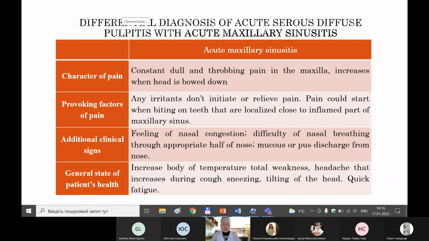Pain could start when biting on teeth that are localized close to the inflamed part of the maxillary sinus. Additional clinical signs: feeling of nasal congestion, difficulty of nasal breathing through the appropriate half of the nose, mucus or pus discharge from the nose. General state of the patient's health: increase of body temperature, total weakness, headache that increases during cough, sneezing, tilting of the head, and quick fatigue. The general symptoms are obligatory and they are present. Okay, so that was the differential diagnosis of acute serous diffuse pulpitis with different diseases.